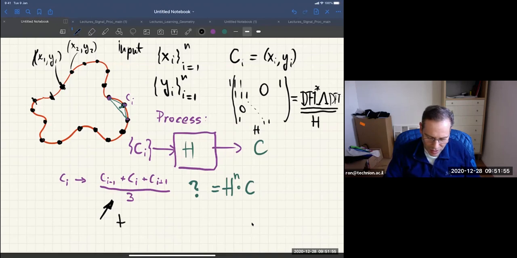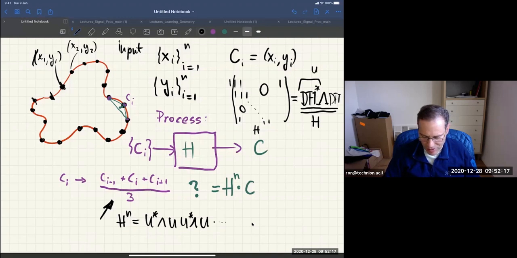So we know how H to the power of N would look. What we can do is, let's call this one U, okay? So we have U transpose lambda U, U transpose lambda U, et cetera. We have this multiplication n times. And since U is unitary, these terms would go away. And what we have is U transpose lambda to the power of N U, and this would be H to the power of N, okay?